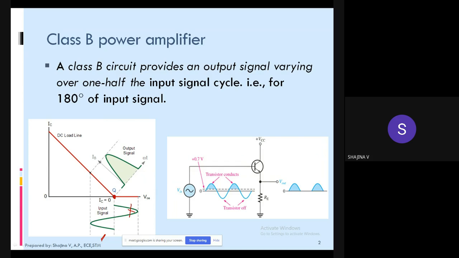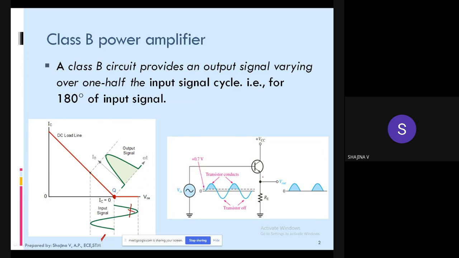Okay. So this is our input signal. Half of the signal will be cut off. Why? Because if you are applying the input signal, this Q point will shift up and down. So while the Q point shifts in the upward direction, you will get this half of the input signal, but it couldn't shift in the lower direction. Okay. So that part will be clipped off.